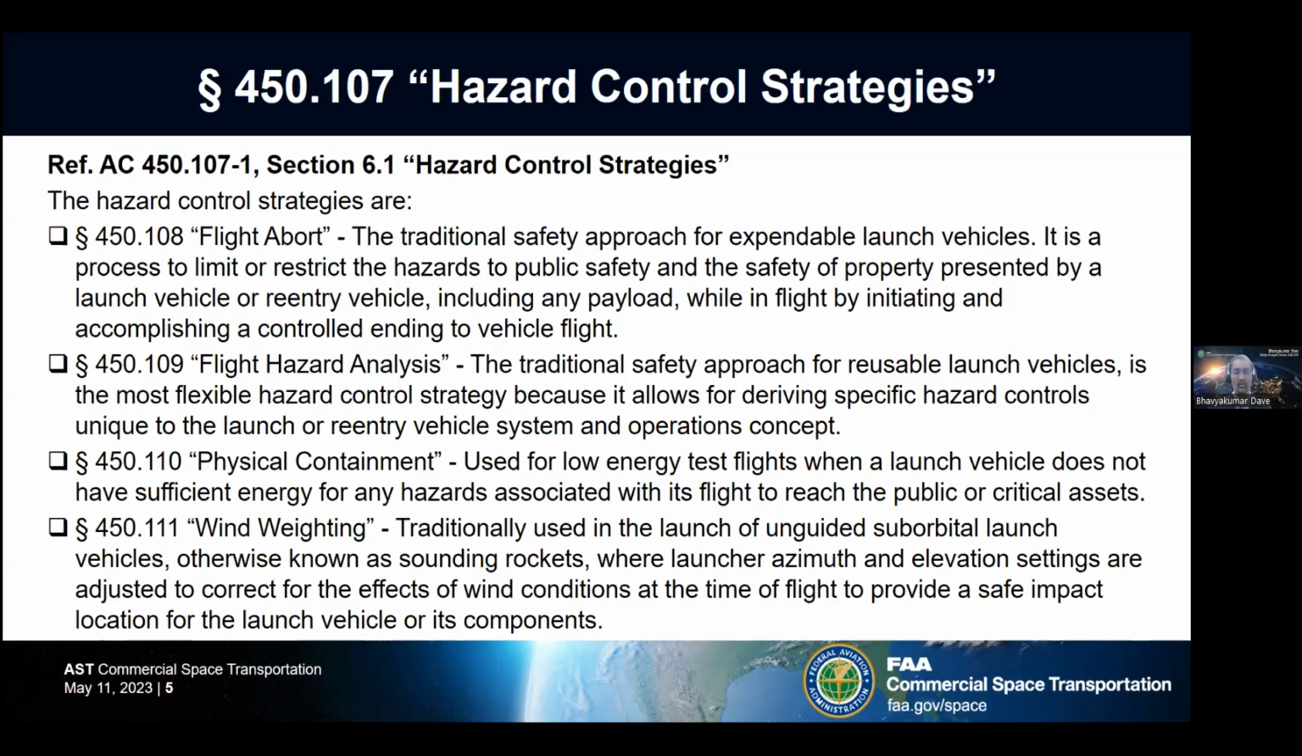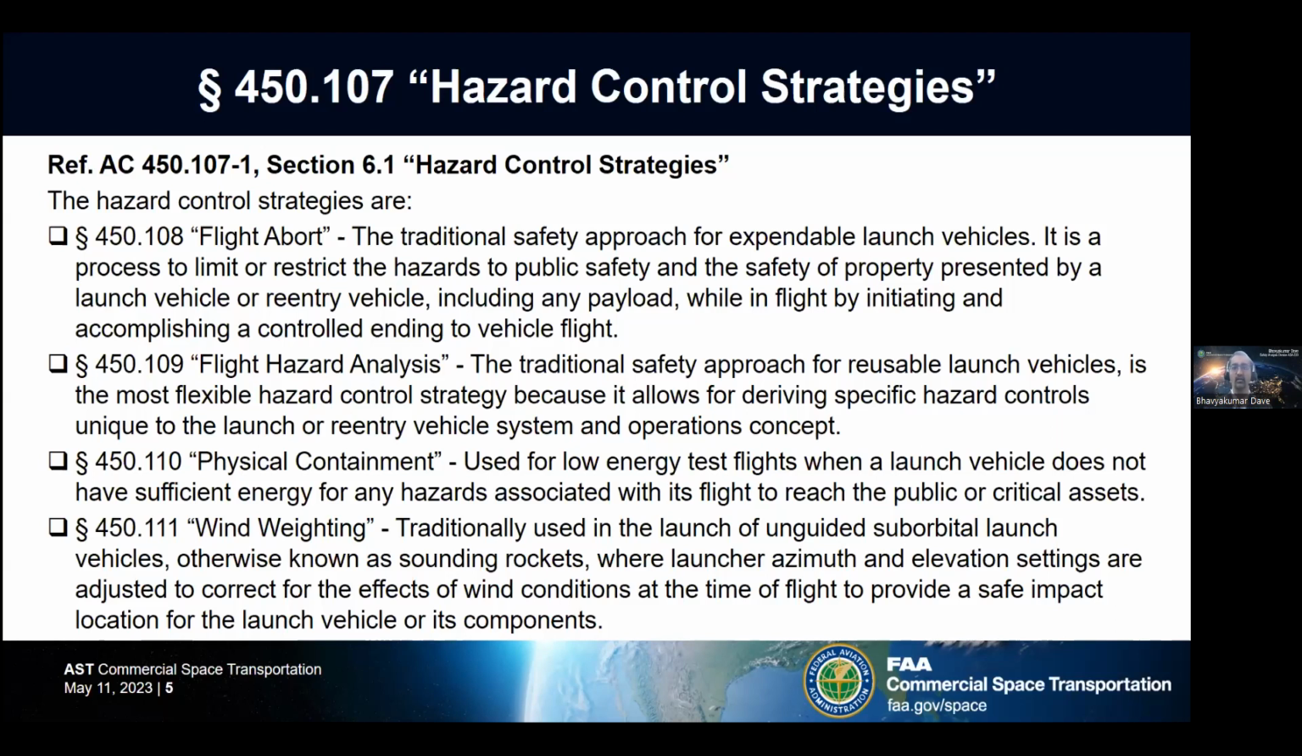And 111 wind weighting is traditionally utilized in the launch of unguided suborbital launch vehicles, also known as sounding rockets, where the launcher azimuth and elevation settings are adjusted to correct for the effects of wind conditions at the time of flight in order to provide a safe impact location for the launch vehicle or its components.